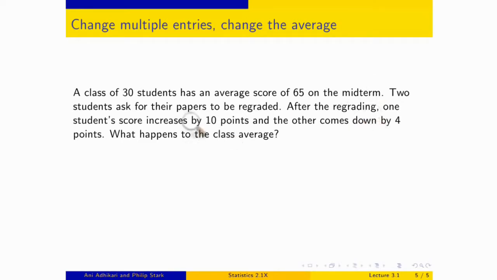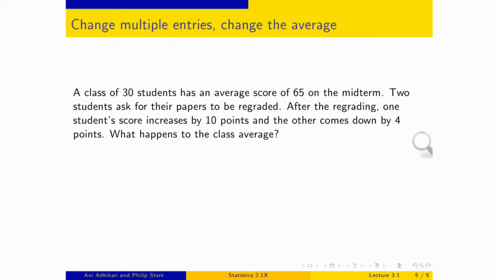After the regrading, one student's score increases by 10 points in somebody else's class, and the other came down by 4 points. That's also pretty tough. You ask for a regrade and your points come down. Well, one person's score went up by 10, the other person's score came down by 4. Surely there's going to be a change to the average. So what happens to the average?